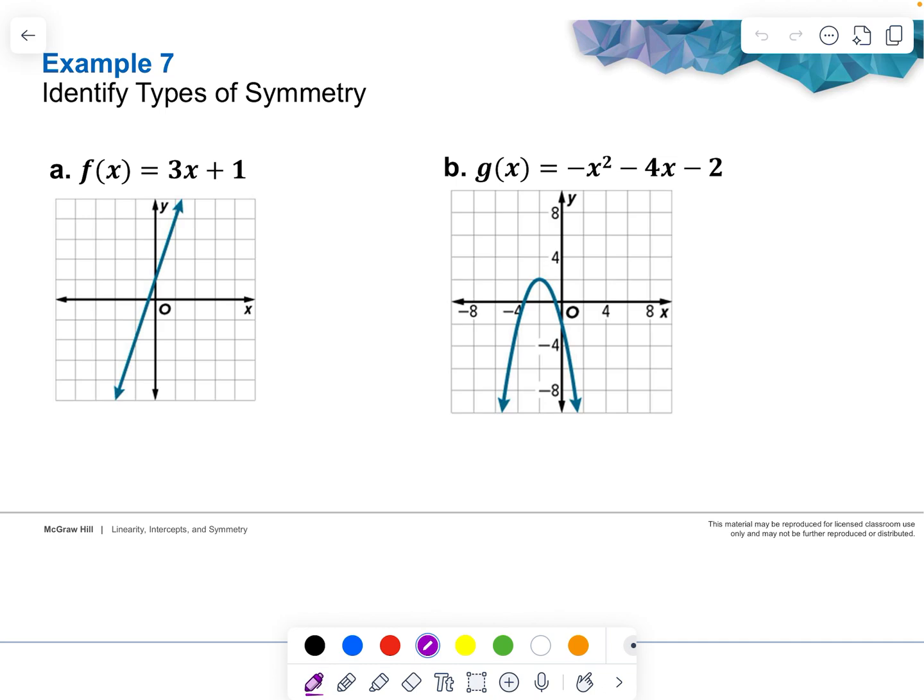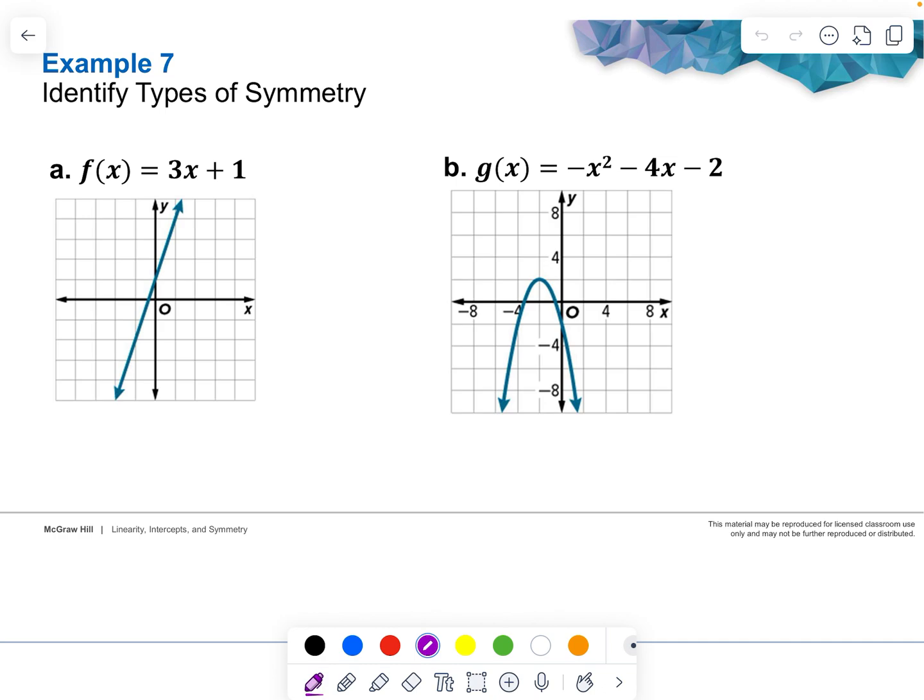So point symmetry says that there is a point that I could put on the graph and rotate the graph 180 degrees and I would have the same graph. Line symmetry says that there's a vertical line that we could draw, and if we could fold the graph, it would be mirrored on that line or fold up onto itself.